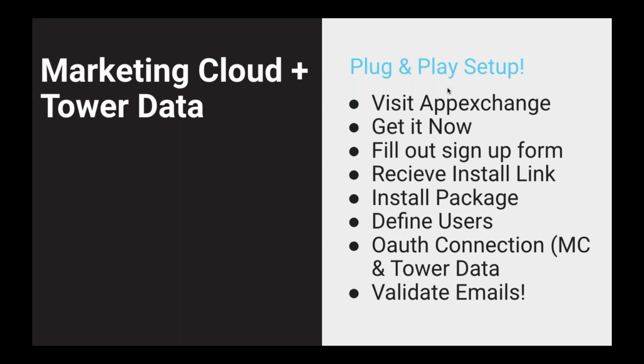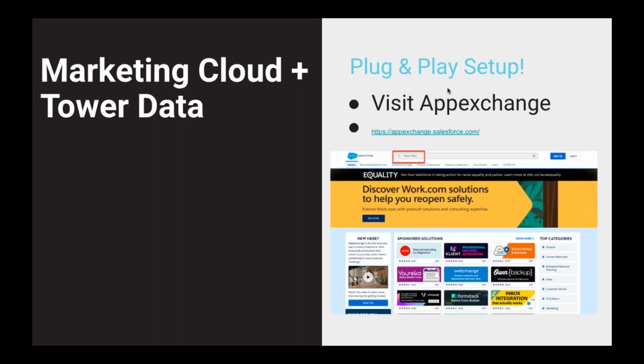These are the steps right here, and let's walk through these really quickly just to show you how that would work. So you would go to the App Exchange, which is appexchange.salesforce.com. For those of you that haven't used it before, the App Exchange is kind of like the App Store on your phone, where you can download certain apps and integrate directly with Salesforce third-party applications.